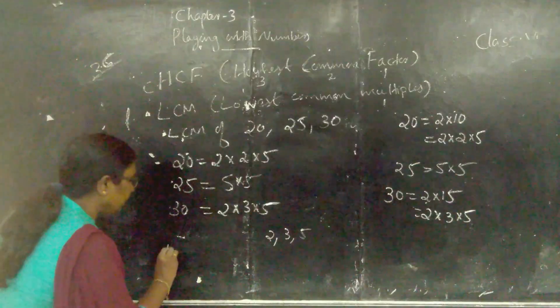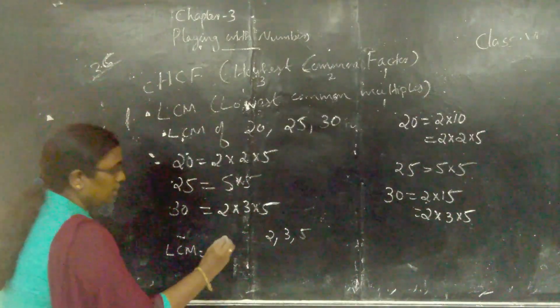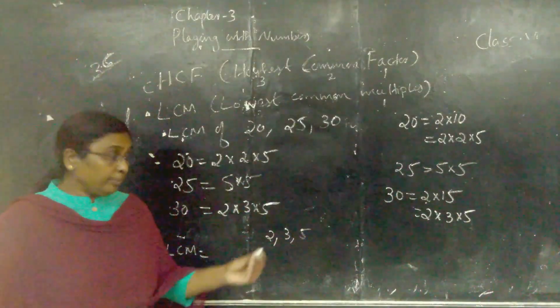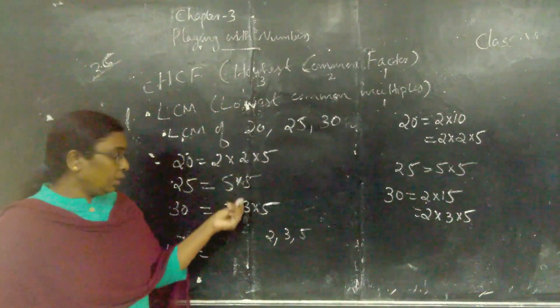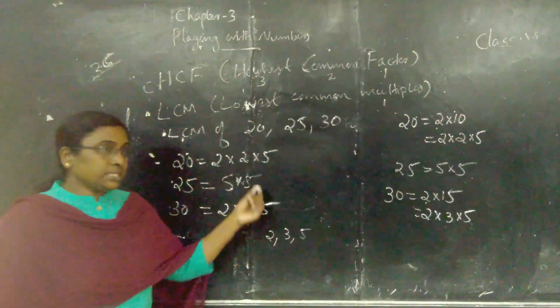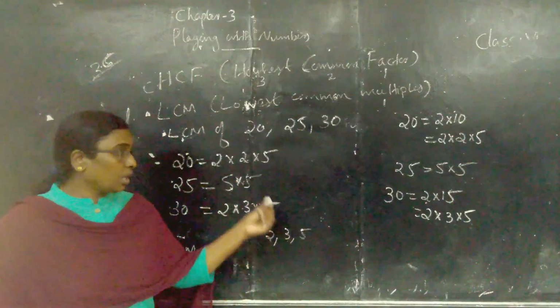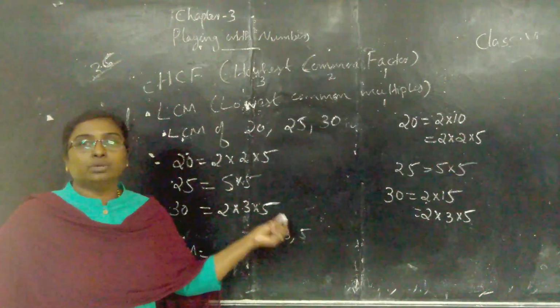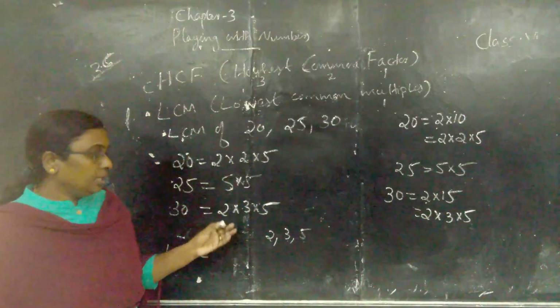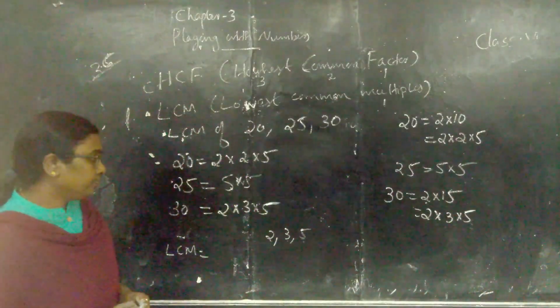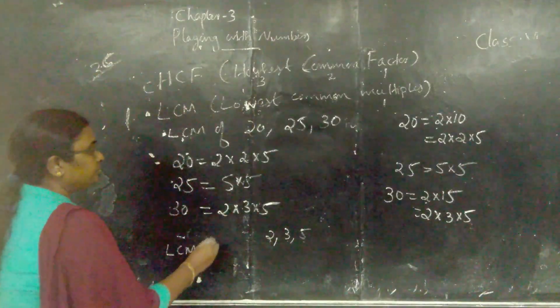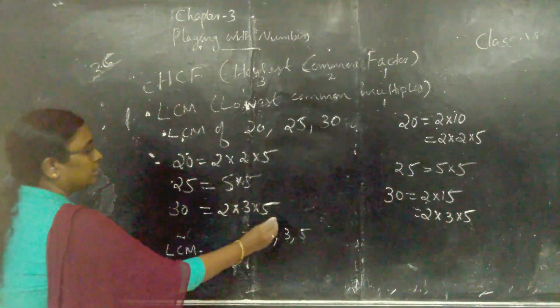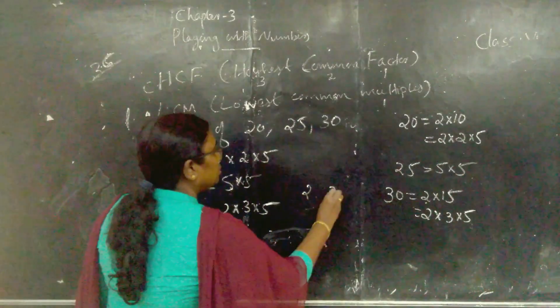Then, in order to find the LCM, we find the maximum number of times 2 occurs in any of the given numbers, the maximum number of times 3 occurs in any of the given numbers, and the maximum number of times 5 occurs in any of the three given numbers. Then find the product. First take 2.